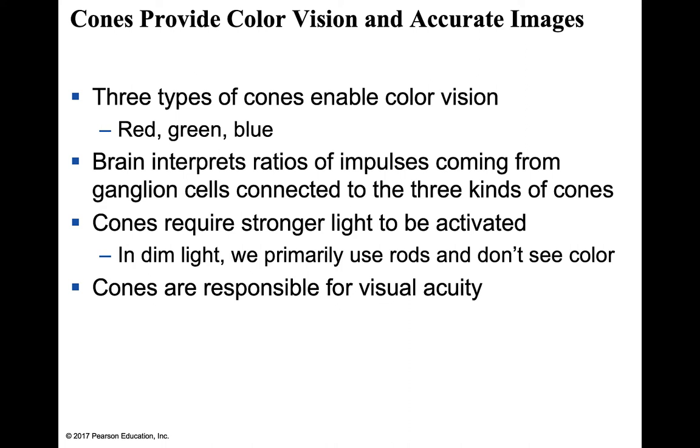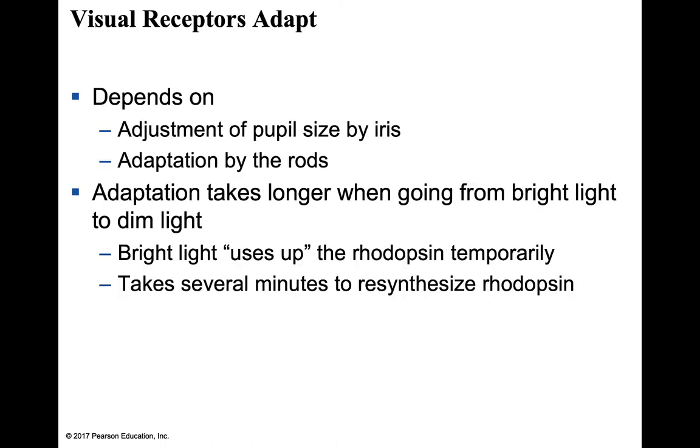So that's sharpness of vision. Now, when we look at how our visual receptors adapt, it depends upon a couple of things: the adjustment of the pupil size by the iris, and also the adaptation by the rods. Adaptation takes longer when going from bright light to dim light. Bright light uses up the rhodopsin temporarily, and it takes time to resynthesize it. So that's quite often how going from a very, very bright light impacts our vision in low light situations.